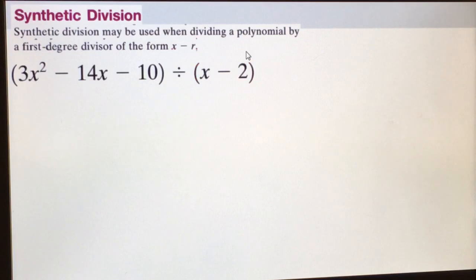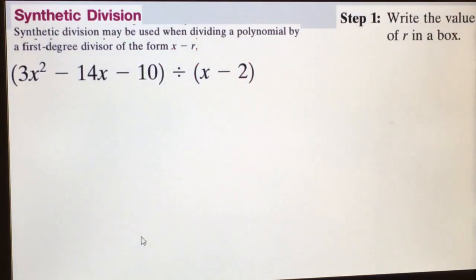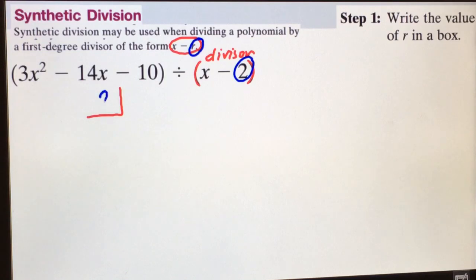So synthetic division starts with writing the value of r in a box. So it will look something like this. So in a box, since x minus 2 is in the form of x minus r, we simply take the value of r, which is 2. I'm going to write 2 inside a box.